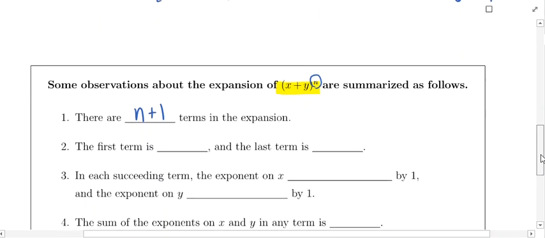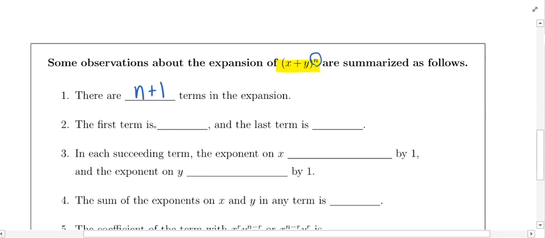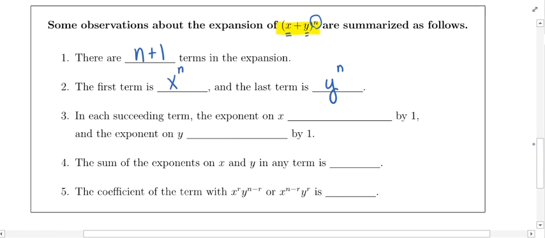And then we know that when we do the expansion, the first term is going to be x to the nth power. The last term is going to be y to the nth power. It's always the first term raised to the power and then the last term raised to the power. And then we know in each succeeding term, the exponent on x decreases by 1 and the exponent on y increases by 1. When you sum the exponents on x and y in any term, you're going to get n.